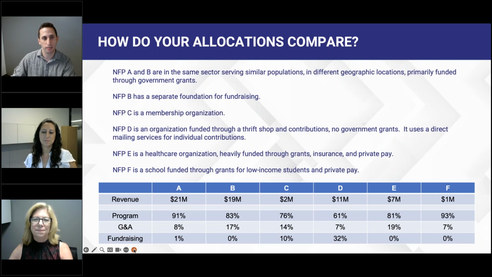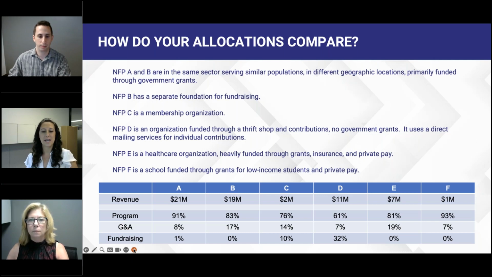Yeah, absolutely. And the one I always find too, the most fascinating on here is Organization D. Because they use a direct mailing service for individual contributions, their fundraising percentage is very high. So it depends which number you're really looking at. If you look at program, you say 61%, wow, that's low. But when you look at G&A and it's only 7%, you say, wow, that's actually pretty in line with the averages. It's not extremely high for G&A, but it's their fundraising model.